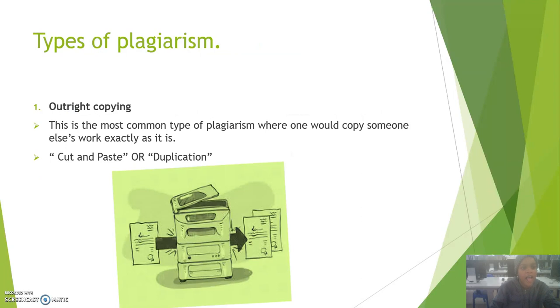Okay, and the different types of plagiarism. We have outright copying. This is the most common type of plagiarism, where one copies someone else's work exactly as it is. We mostly refer to it as cut and paste or duplication. As you can see with this example that I gave, of the copy machine, you insert the original text here, and then when you copy it, it comes out exactly as it is. So that is the type of plagiarism, outright copying.